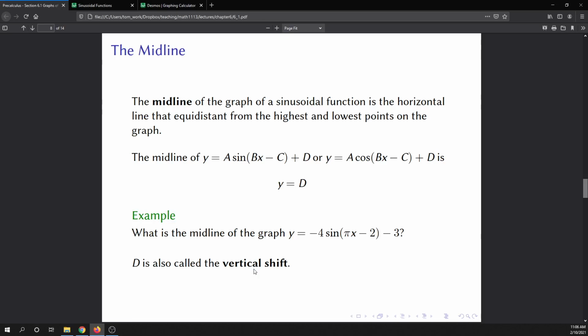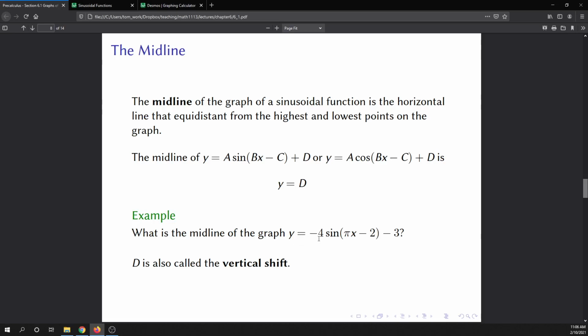In the Newton problems, I can't remember if they have asked for the midline or not, but I'm pretty sure they will ask for the vertical shift itself. But to me, if you have the midline, it makes some of the other things that you're being asked a little bit easier to do. So let's go through a couple of examples.